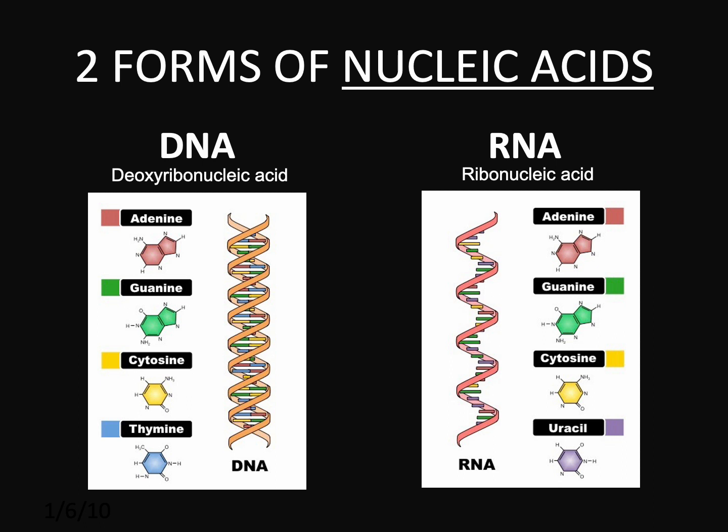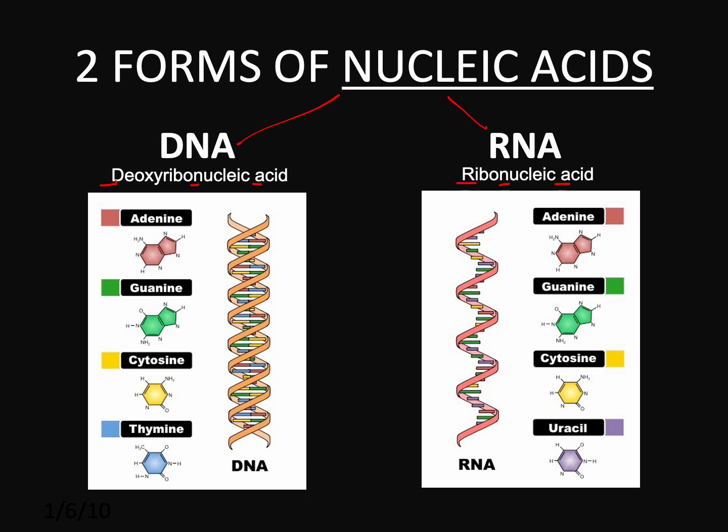Before we can start talking about genome replication and genetic expression, we really have to understand these two forms of nucleic acid. We have RNA and DNA. Both of these are types of nucleic acid. DNA stands for deoxyribonucleic acid, and RNA stands for ribonucleic acid. And there are some important differences between these two nucleic acids.